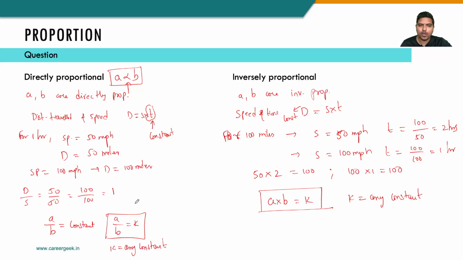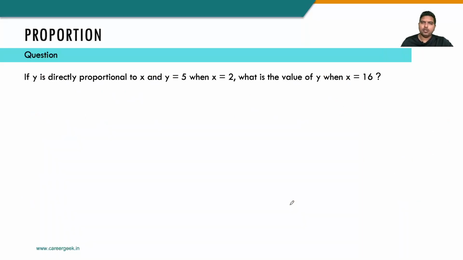So these are the only two things that you will need to remember. Directly proportional, A upon B is K. Inversely proportional, A multiplied by B is K. So we'll solve one or two questions.